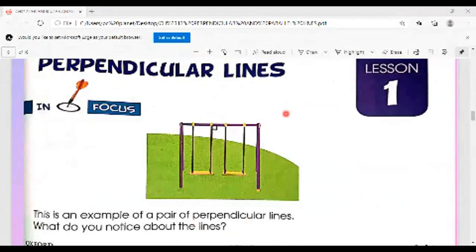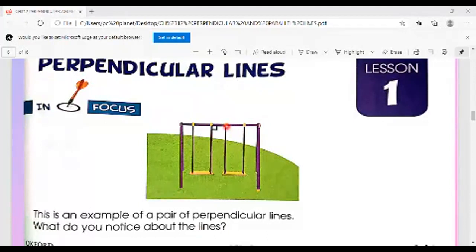Your teacher is saying in this book that in this image of the swing, you can see a pair of perpendicular lines. And what do you notice about these lines? Your teacher is asking you a question. What do you think, boys? What do you think? What are you noticing about the perpendicular lines?